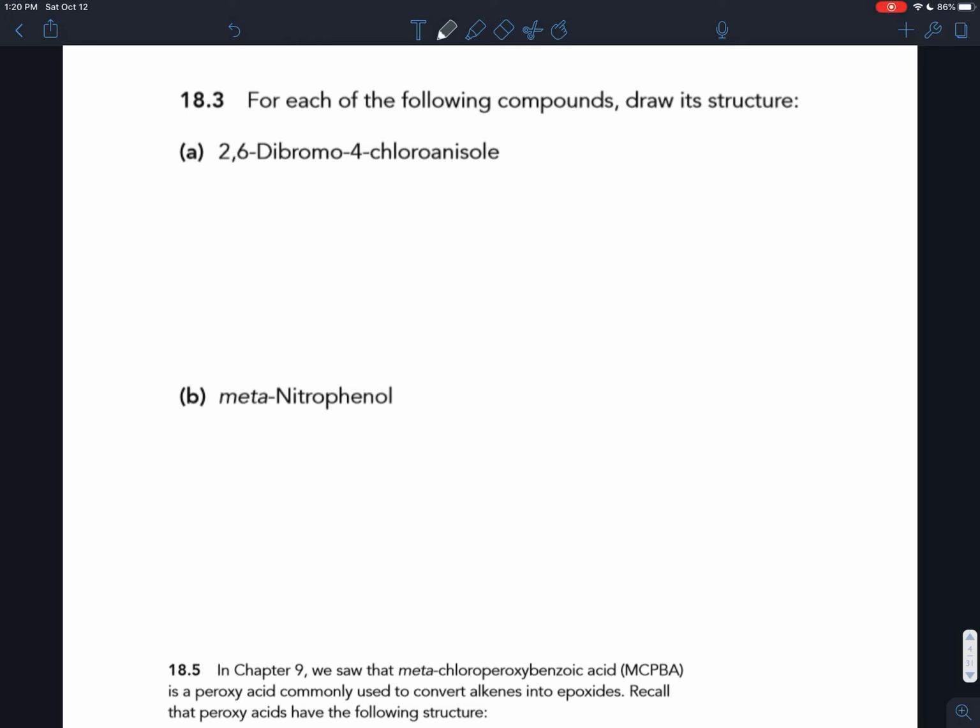Exercise 18.3 is asking you to draw a molecule, a polysubstituted benzene, when you're given its name. And the first step in approaching one of these is to memorize those 6 benzene derivatives that we learned in the video for exercise 18.1. Because those are going to end up being the backbones for a lot of these benzene derivatives.